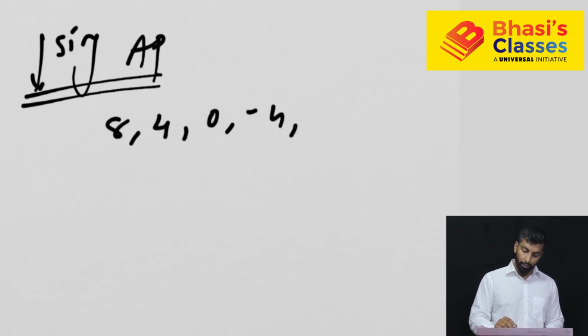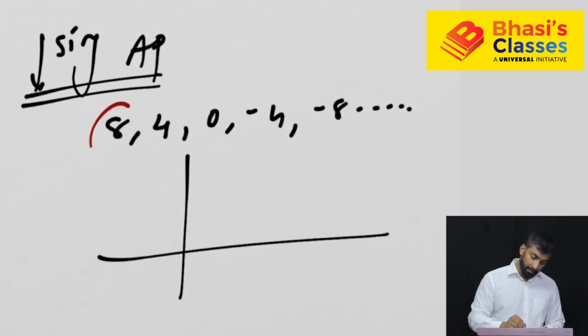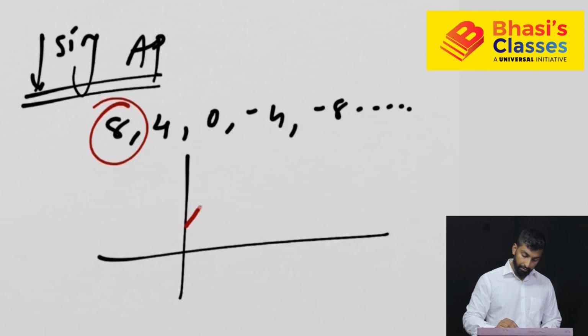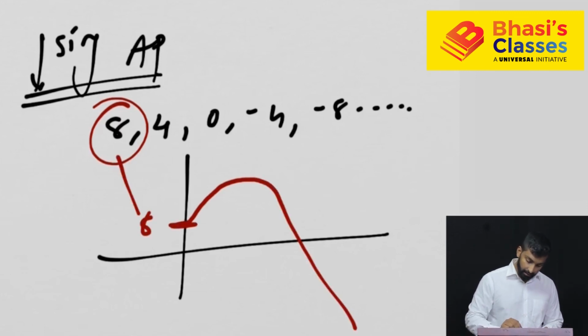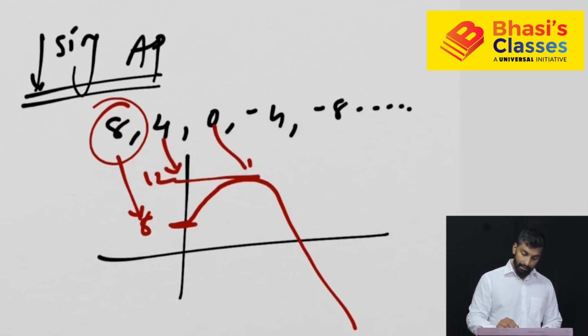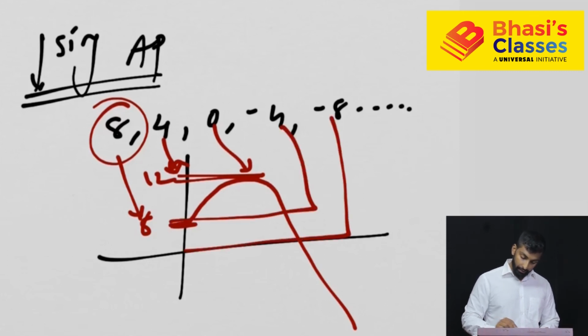0, minus 4, minus 8, etc., right? How will it look on a graph? Here, the first term is positive, right? So it will start from positive, go up and then come down, because 8 is the first term. So this will be 8 plus 4, which is 12, and if you add 0 it will be 12 itself, right? Then if you add minus 4 it will come back here, if you add minus 8 it will come to 0, like that it will go, right? Then it will take these points, right?